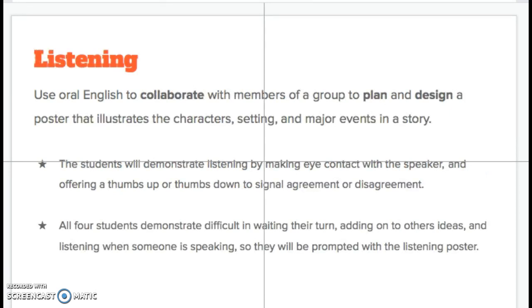The students, during the listening portion, will practice making eye contact when others are speaking. And they will also be using a thumbs up or a thumbs down to signal if they agree or disagree, rather than interrupting their partners. All 4 students have demonstrated difficulty with waiting their turn. They also need prompting to add on to others' ideas, so they will, again, have those posters to prompt them.